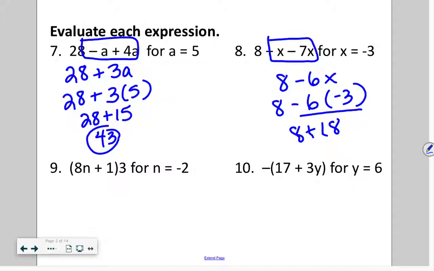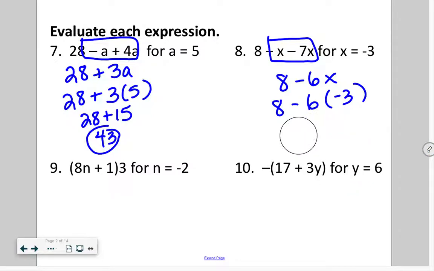Or I could have said a subtraction sign, and 6 times negative 3 would be a negative 18, so I would have had 8 minus a negative 18, correct? Do I really want to have 8 minus negative 18 if I can change subtraction to addition, change the sign of the second number? I'd still end up with this. Does everybody understand what I'm saying?